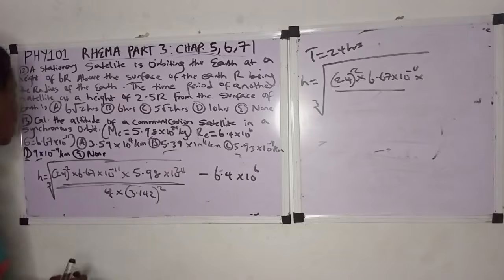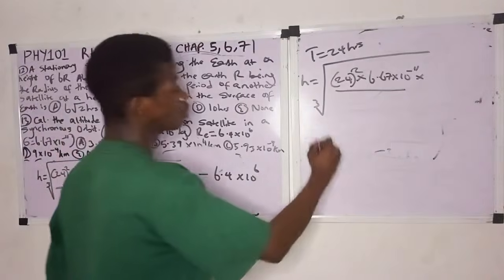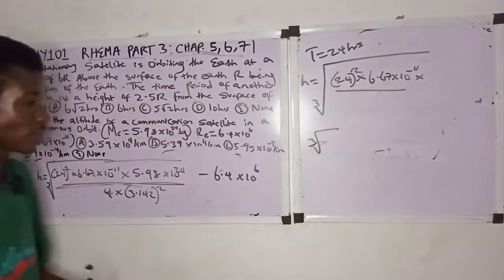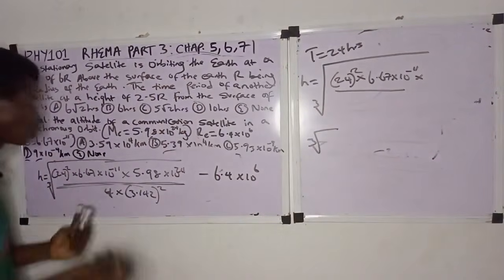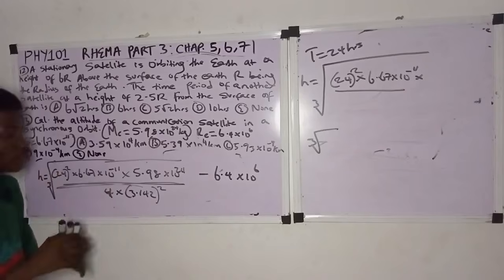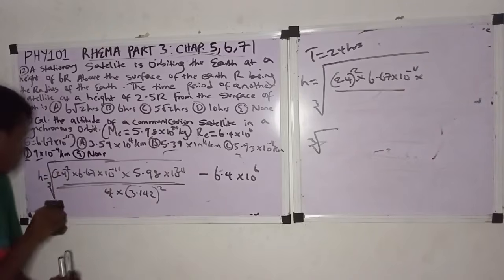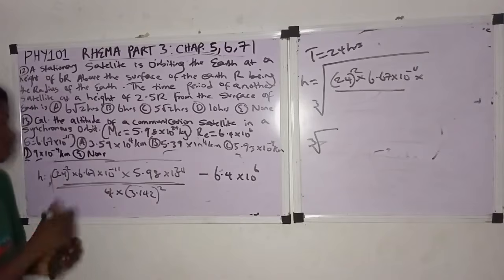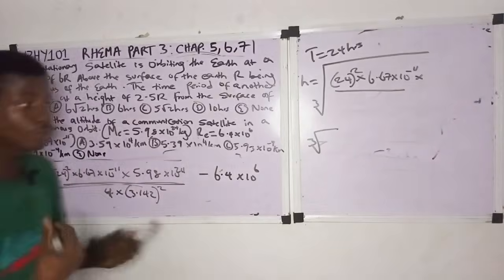Now to tell you guys something: there is no cube root button on the calculator. You cannot press cube root in a calculator. So what are you going to do to get the cube root? Just go to your calculator, in order to take the cube root of something.